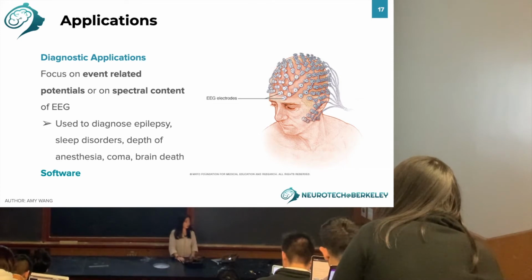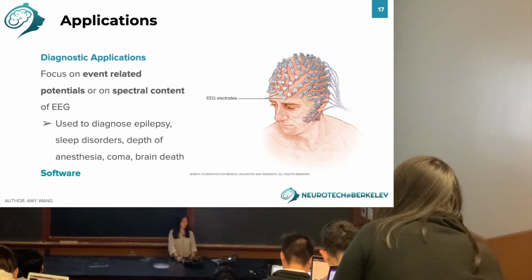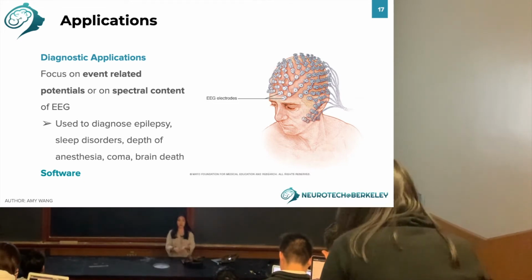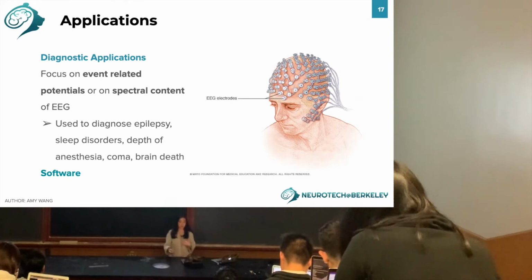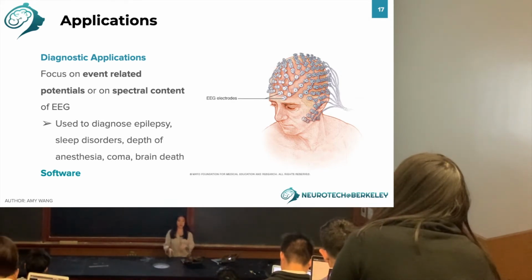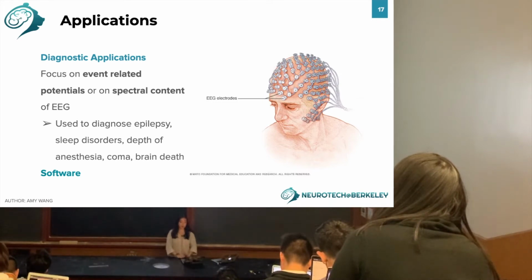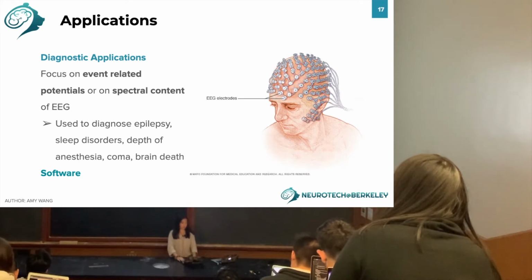Okay, applications are largely diagnostic, so usually used in a medical setting. It focuses on the analysis of event-related potentials, which measure brain response that's a direct result of specific sensory, cognitive, or motor events. This can be processing event-related potentials of things like blinks or jaw clenches, or the spectral content of EEG, which is the distribution of power into frequency components making up a signal. So this can be used to diagnose epilepsy, sleep disorders, depth of anesthesia, coma, and brain death.